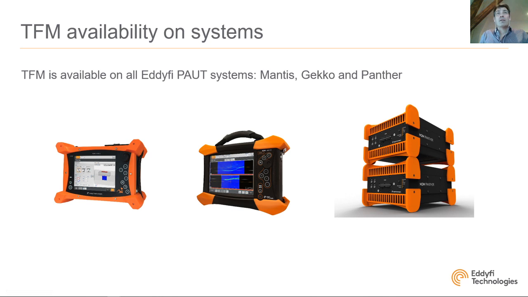For Eddyfi PAUT systems, TFM is available on all the systems. It is available on the Mantis, which is a 16/64 system, and on the Gecko, which starts at 32/128 and goes all the way to 64/128. You can also do TFM with 128 elements. You can also use it on our Panther, which is a more desktop system. Here you pretty much don't have a limitation in terms of number of elements, because you can combine up to 16 systems, so you can have 2000 elements if you want.